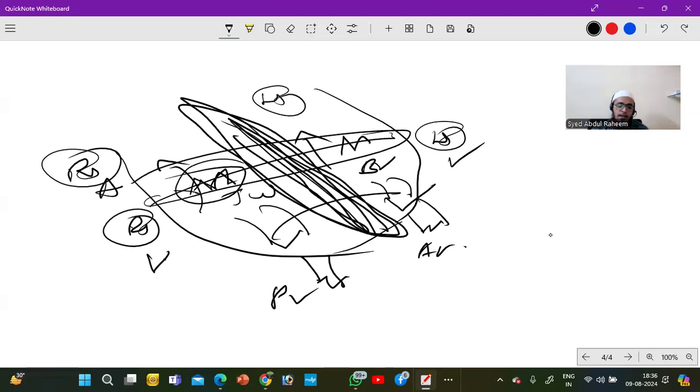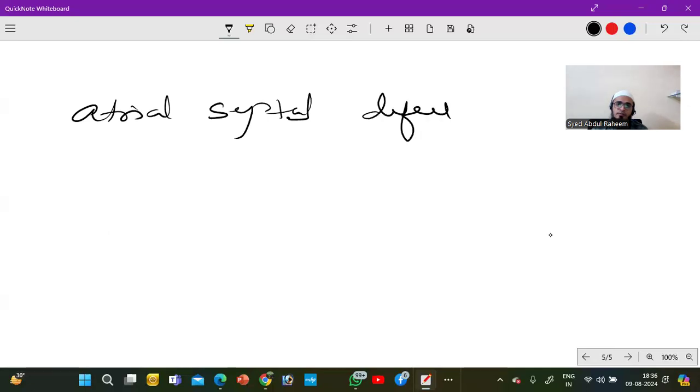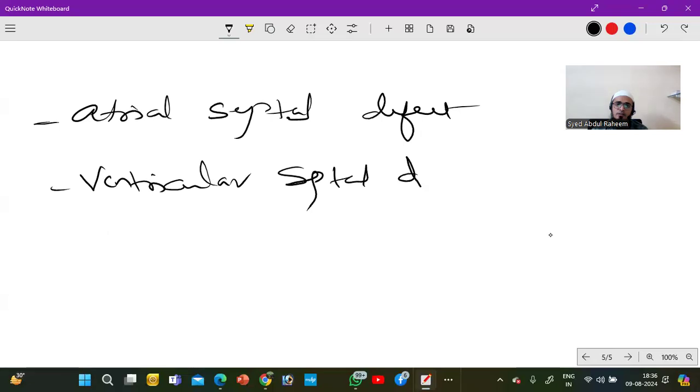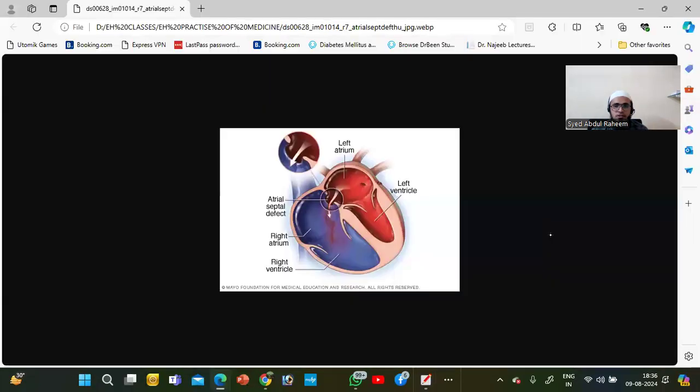We will call it atrial septal defect. Next is ventricular septal defect. It may be in the ventricle or the atrium. So let's look at the image.